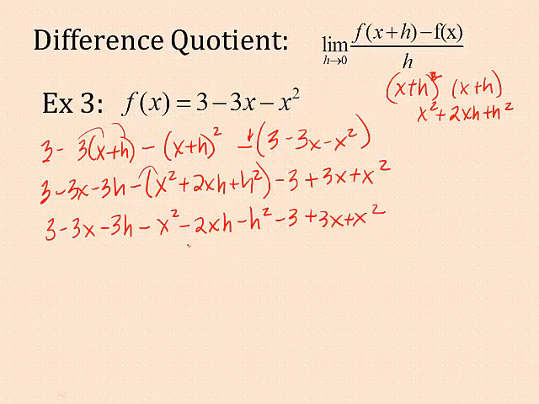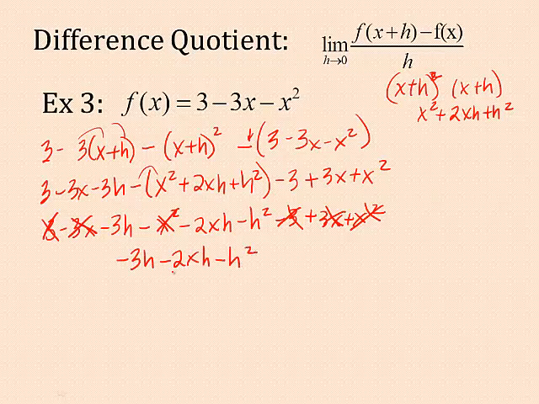Alright, so you have a long mess of things. Now let's just eliminate what we can. Alright, I have 3 minus 3. That cancels out. I don't have another 3x term. I don't have another 3h term. X squared, negative x squared plus x squared, that's 0. So, oh wait, I have a negative 3x plus a 3x, don't I? So I can cancel those out. Now, let's just see what we have left. We have negative 3h minus 2xh minus h squared.